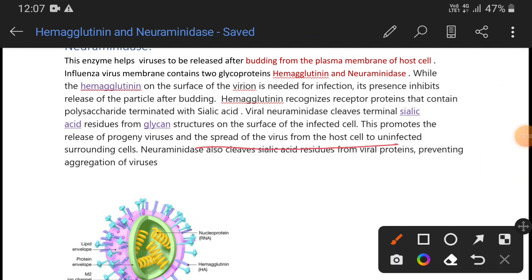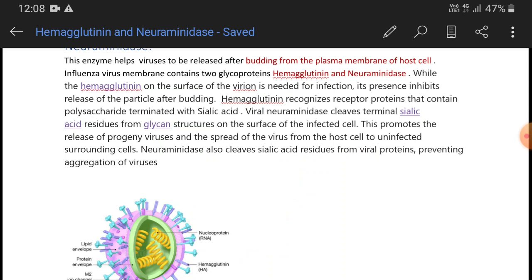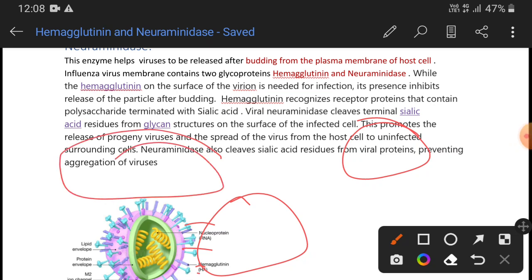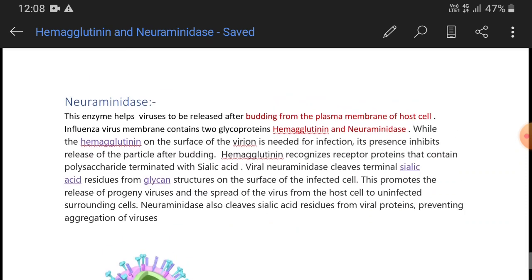Not only that, let's say there is a hemagglutinin present, and somehow there is sialic acid present in the viral proteins. That can cause aggregation of the virus, and this is also prevented by neuraminidase. So in one word, what is the function of neuraminidase? The function of neuraminidase is to cleave the sialic acid, ensure the release of the progeny virus, and it also prevents the aggregation of the virus. That is the idea of neuraminidase.